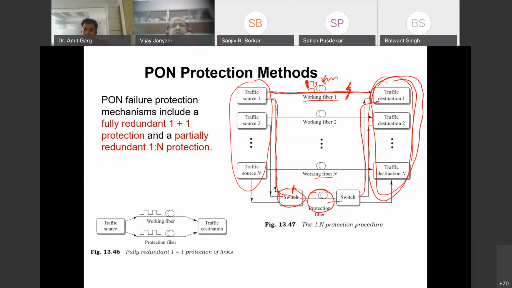So major traffic sources have this protection fiber. I mean 1 is to n protection, because n number of fibers are using a single fiber as protection. It's rarely used, but still sometimes it is required if you break the fiber for some reason. So that is the idea which is shown here.